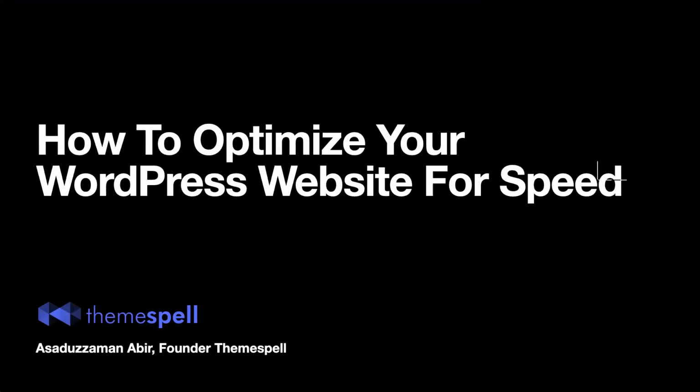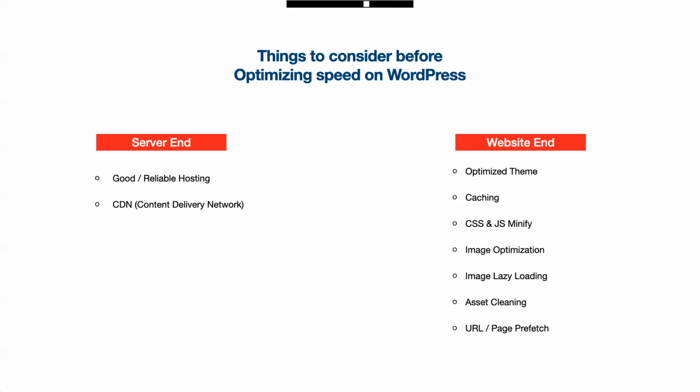So, sorry, slide number 3. Before starting website speed optimization, we should take care of some major issues, and they are divided into two parts. One is the server end and the other is the website end. So what is the server end? The server end is what is related to the server, like good, reliable hosting and even a content delivery network. There are some other minor issues, but the major part is good hosting, which is one of the major parts of getting good website speed.